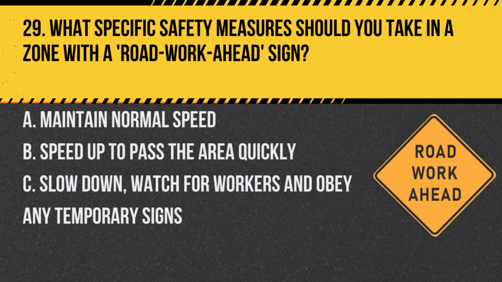Question 29. What specific safety measures should you take in a zone with a road work ahead sign? A. Maintain normal speed. B. Speed up to pass the area quickly. C. Slow down, watch for workers, and obey any temporary signs. Answer C. Slow down, watch for workers, and obey any temporary signs. Road work zones require extra caution.